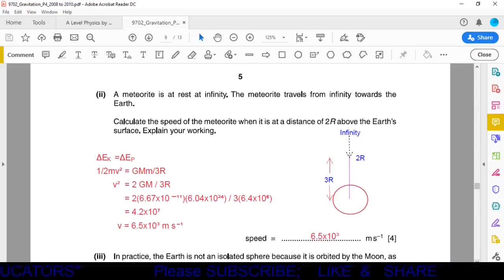Next part 2. A meteorite is at rest at infinity. The meteorite travels from the infinity towards the Earth. Calculate the speed of the meteorite when it is at a distance of 2r above the Earth's surface. Explain your working. Okay, a meteorite is moving towards the surface of the Earth.